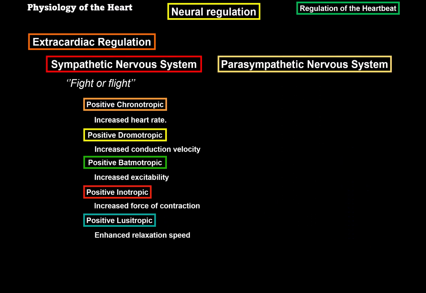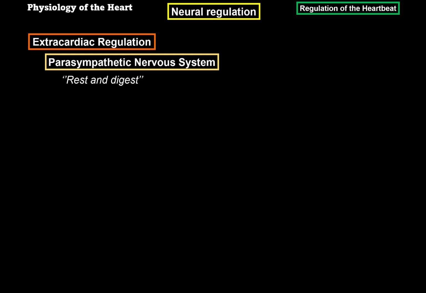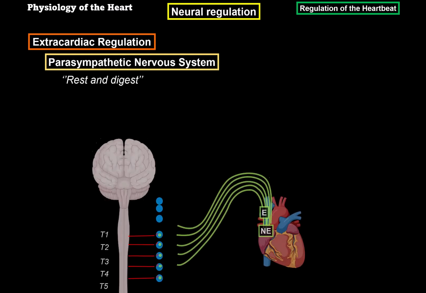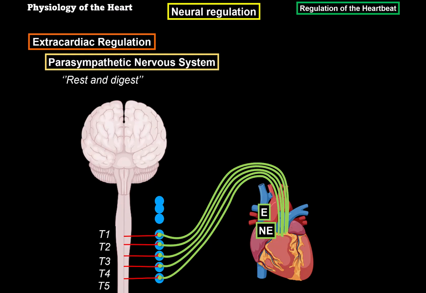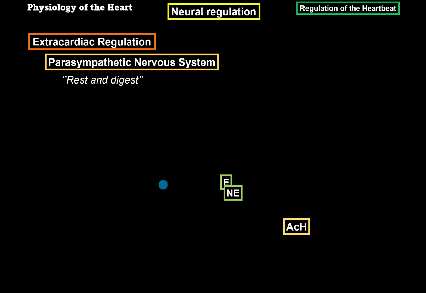How does the parasympathetic nervous system act on the cells then? The parasympathetic nervous system is our rest and digest system. Now, the sympathetic comes from the thoracic spinal segments. The parasympathetic innervation of the heart primarily comes from the vagus nerve, the 10th cranial nerve, and it originates in the medulla oblongata. And then it goes to innervate the heart through the right and the left vagus nerves, and it's going to give off acetylcholine.